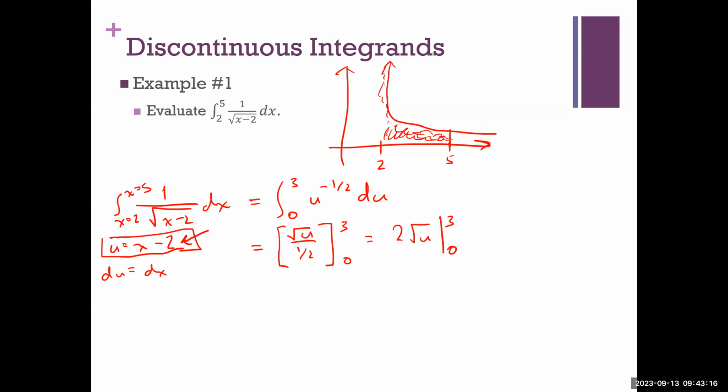All right. Anything else? Or are we good to finish this one off? So what is this going to be? What's the value of this going to be? 2 times the square root of 3 minus 2 times the square root of 0. So infinite height, but the integral converged, so I have a finite area to that.